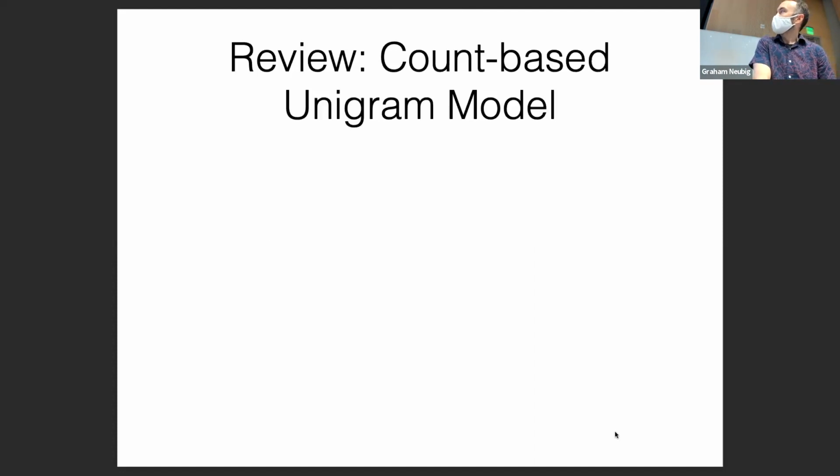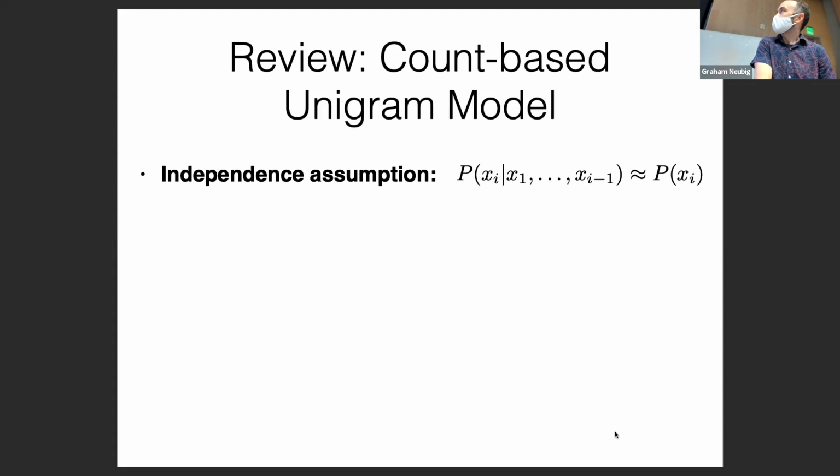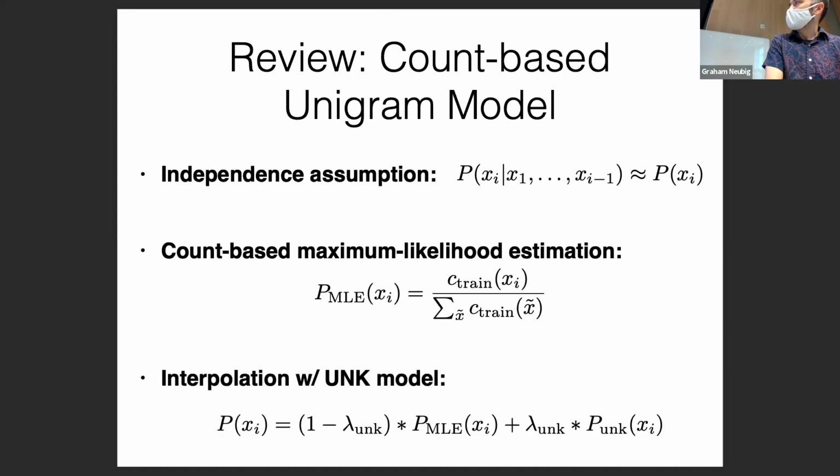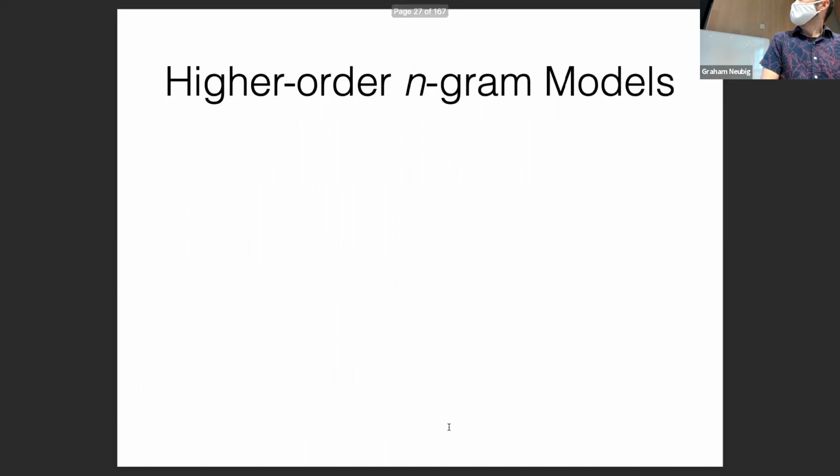So we talked about count-based unigram models last time. So I'm just going to go through it very briefly. Count-based unigram models, basically what they do is when they're calculating the probability of the next word, they assume it's independent of the context. And then we count up the number of times a particular word appeared in the corpus and divide by the total number of words in the corpus. And then we interpolated this with an unknown word model to make sure we could generate any word that we wanted. So I think everybody remembers this, just a refresher.